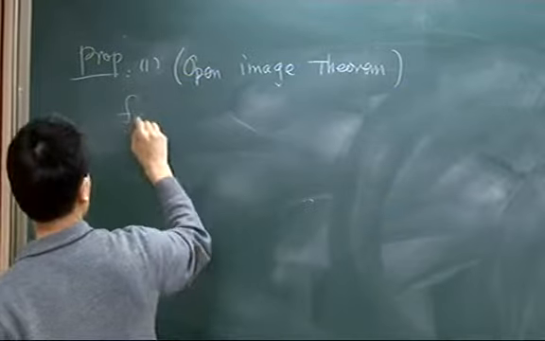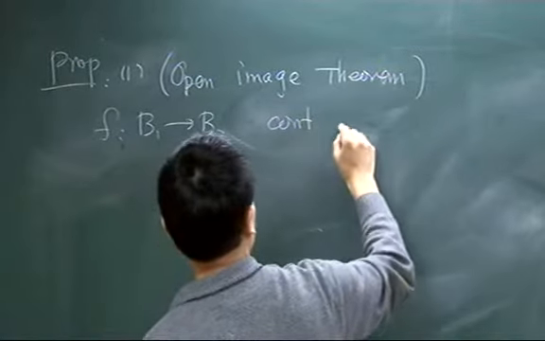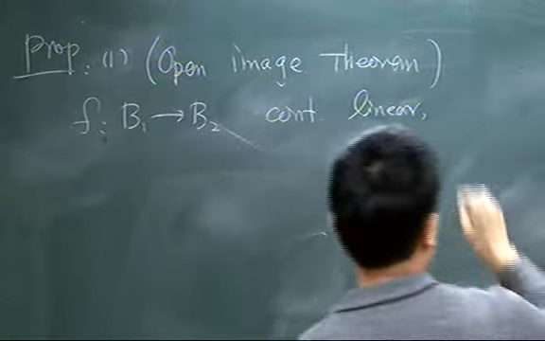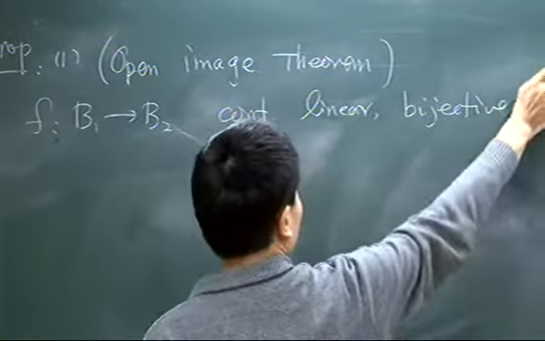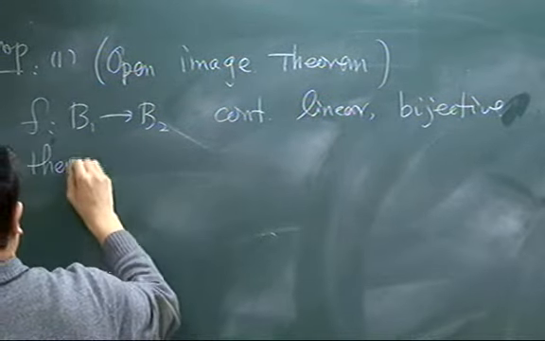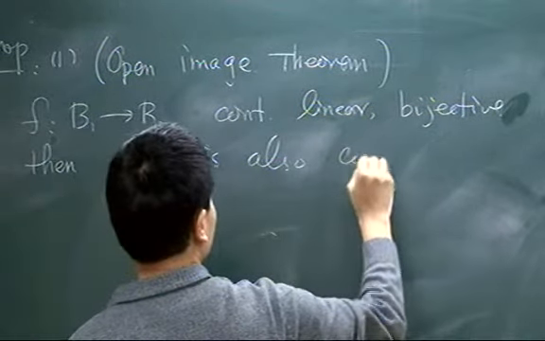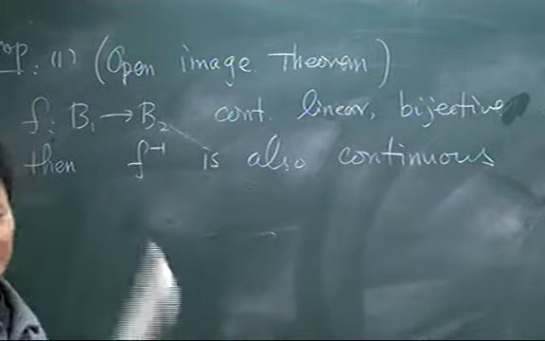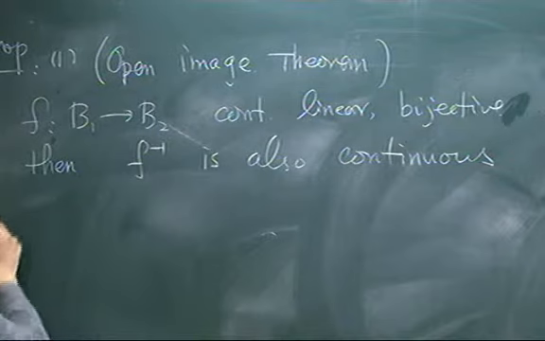If you have f from B1 to B2, continuous, linear, and bijective, then f inverse is also continuous. And we also know that continuous just means bounded, right? So that's the property of Banach space.